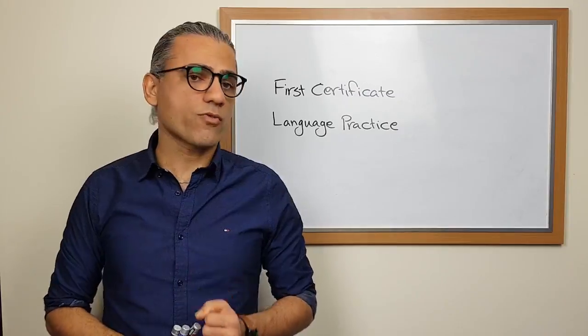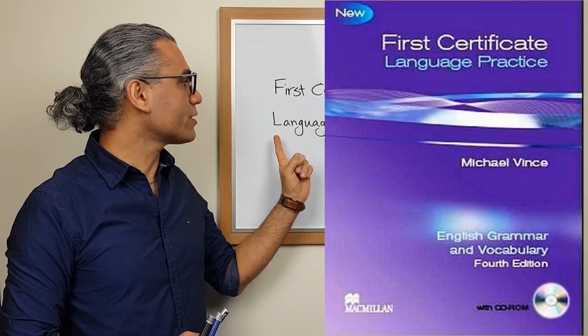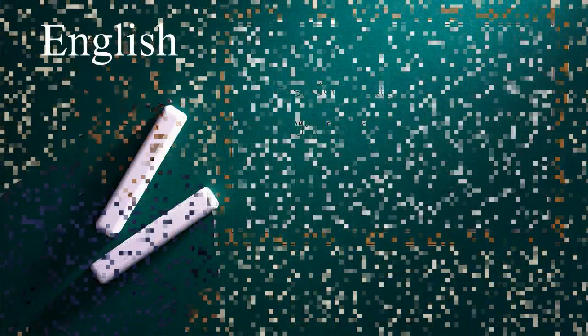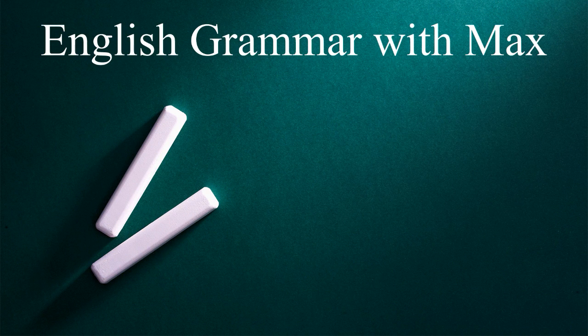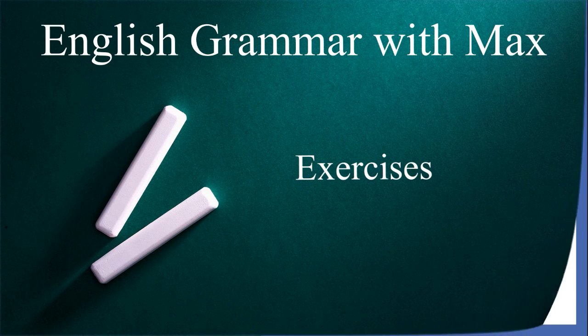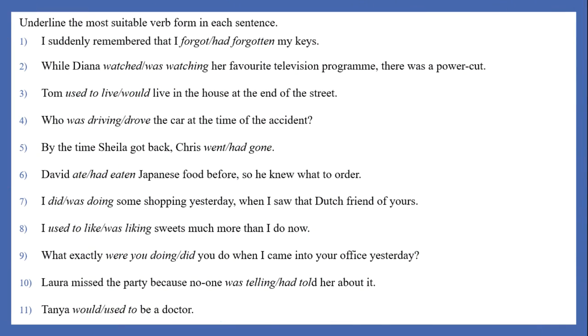These exercises are extracted from this book, First Certificate Language Practice. Let's underline the most suitable verb form in each sentence. I'm going to start explaining the answers for this exercise in a few seconds. So I suggest you pause the video and try writing the answers, and then we will review them together. Okay, let's begin.